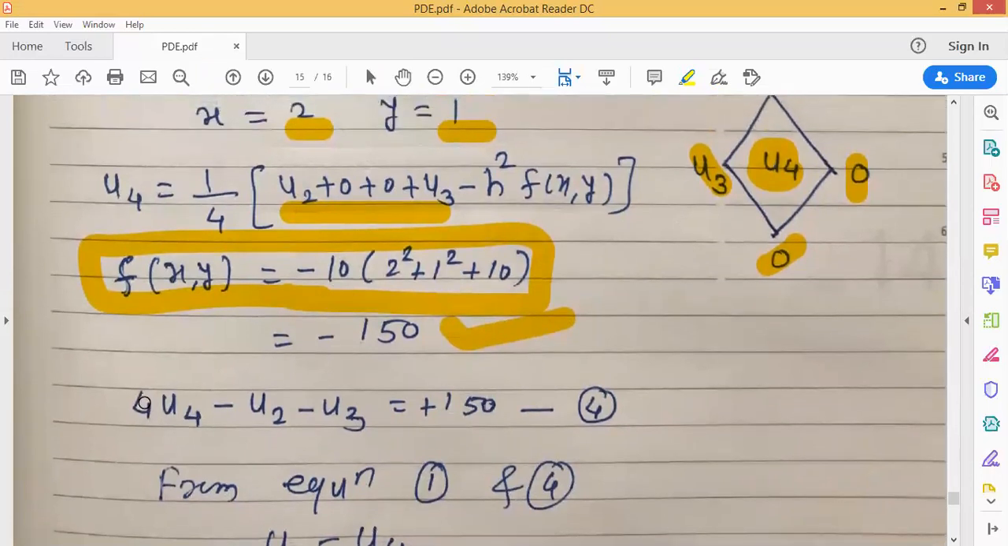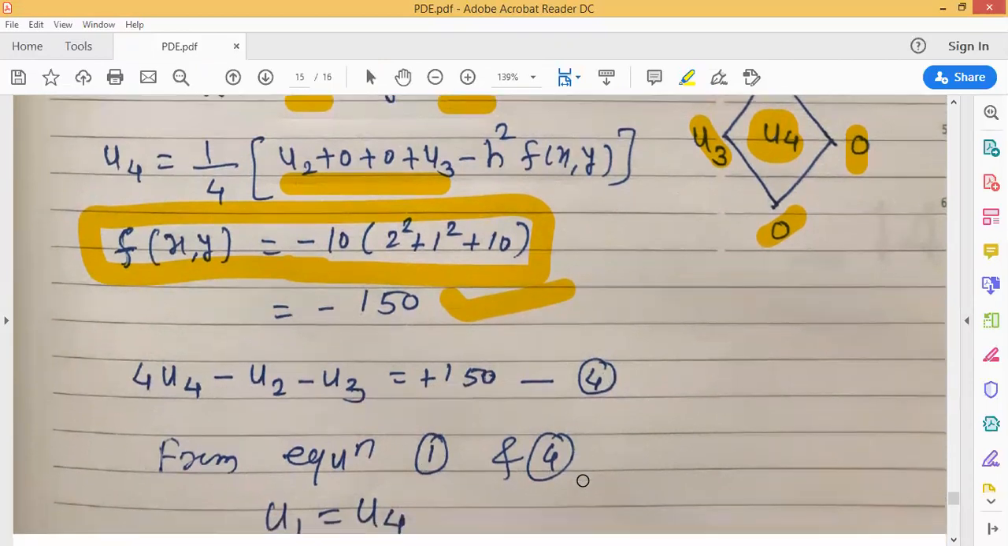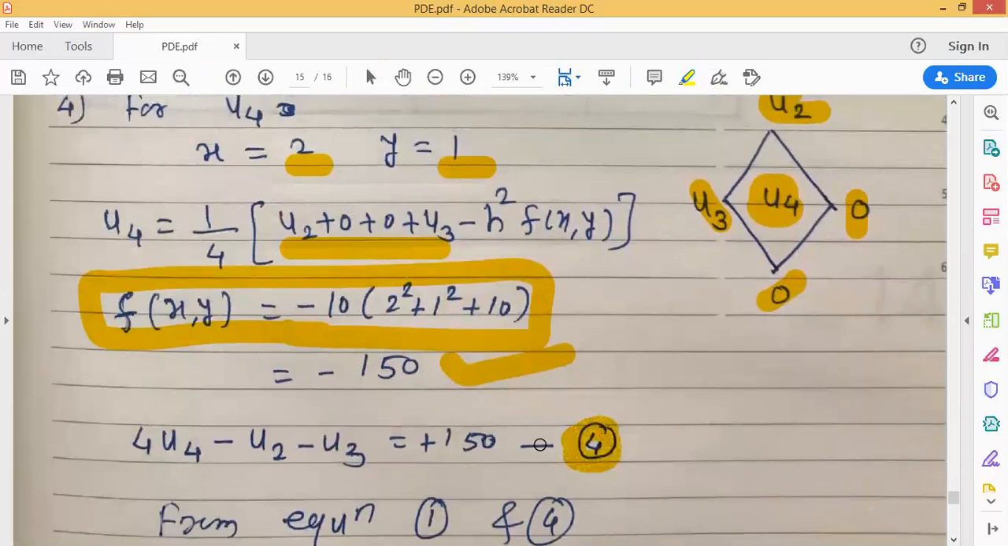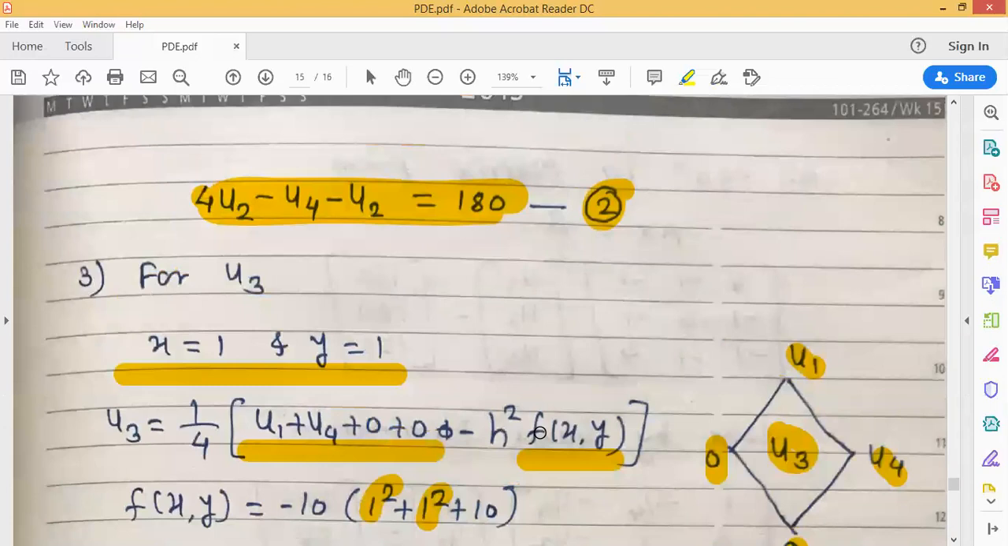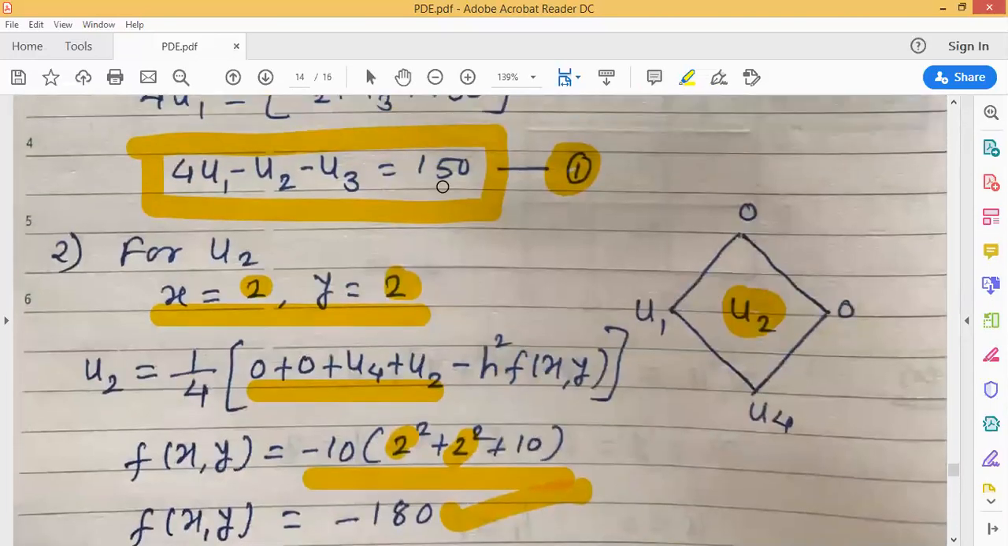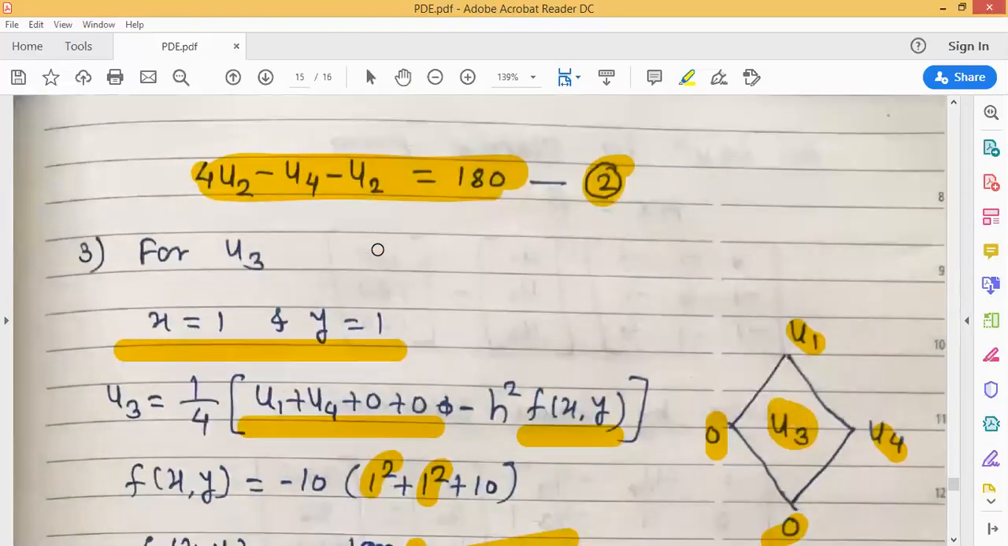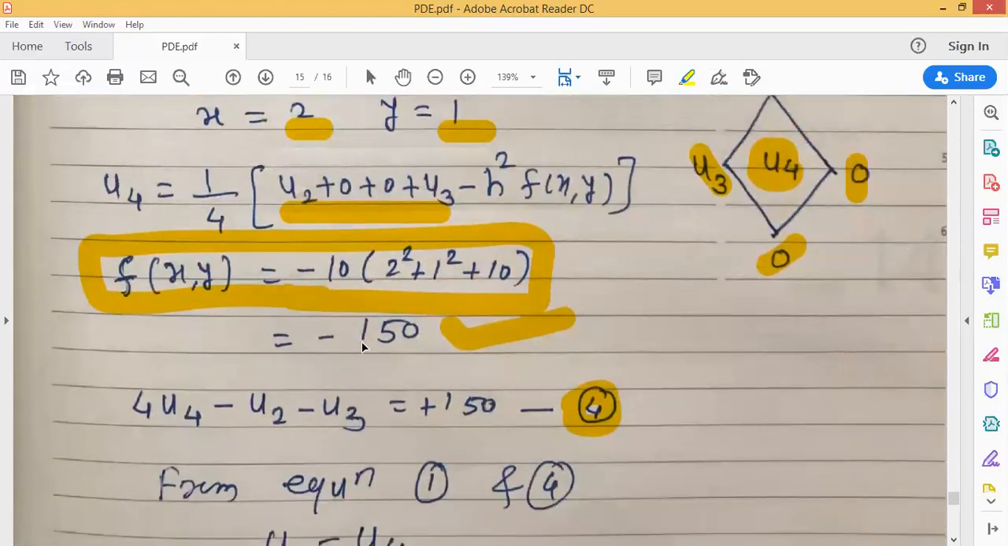So I have to write down the simultaneous equation for u4 minus u2 minus u3, which is equal to 150. From equation number 1 and 4, if you check equation number 1, on the left hand side there are u1, u2 and u3 values, which is equal to 50, 150, and again the u4, u2, u3 values, which is on the right hand side, common for equation number 1 and 4.